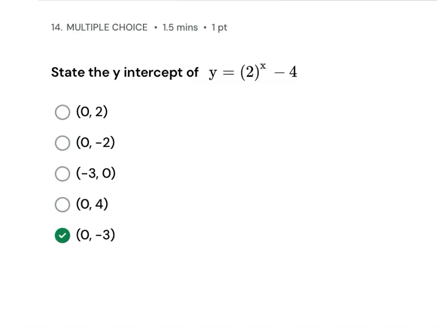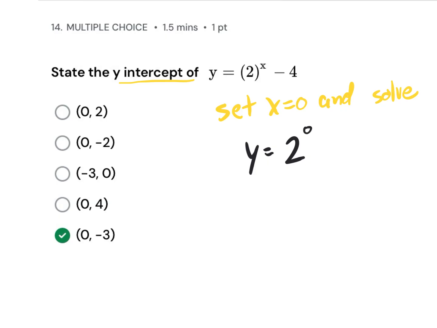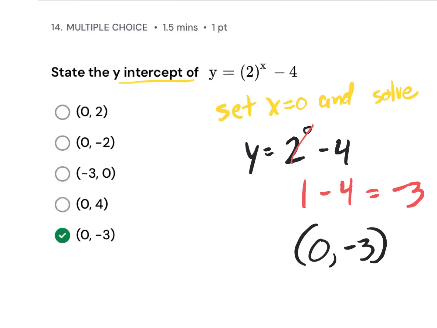Once again, when they ask you to state the y-intercept you've got to remember that you have to set x equal to 0 and solve, okay? So you're going to rewrite this thing, y equals 2 to the power of 0 on the x, and you're going to solve it. So what is 2 to the power of 0? That's really just a 1. So you really have 1 minus 4, and that's a negative 3, okay? So what is the y-intercept? It's 0 because you set x equal to 0, and you got out a negative 3. So 0 and negative 3 is the answer. That's why that guy is marked in green, because that is the answer, none of the other ones.